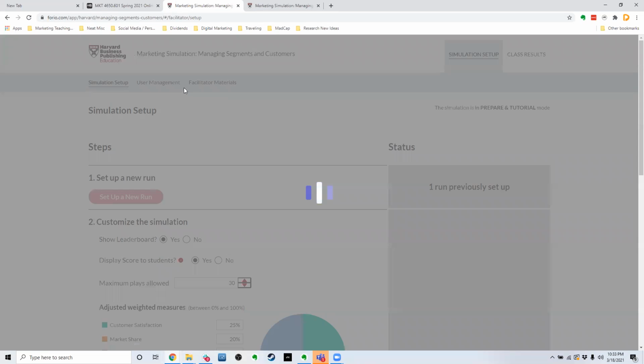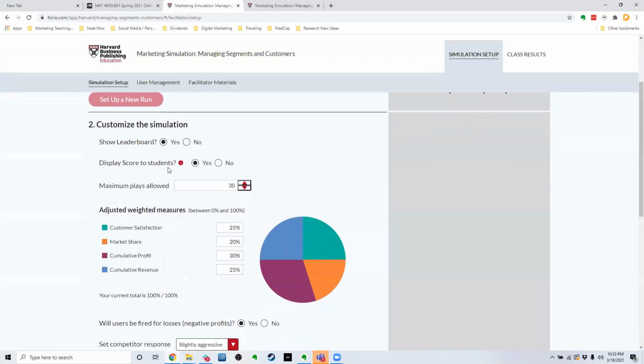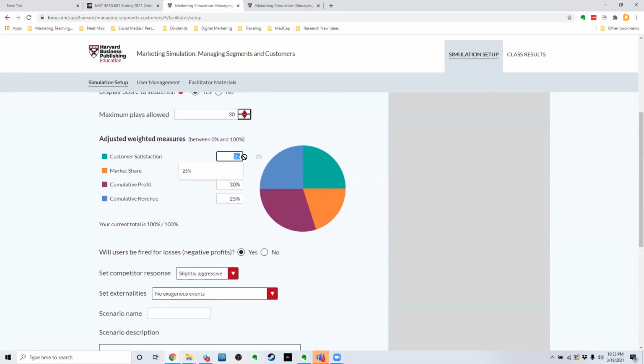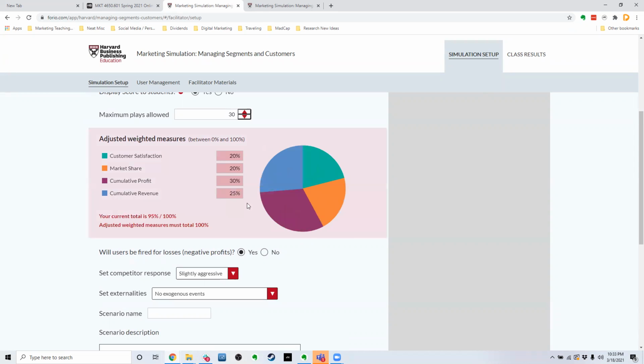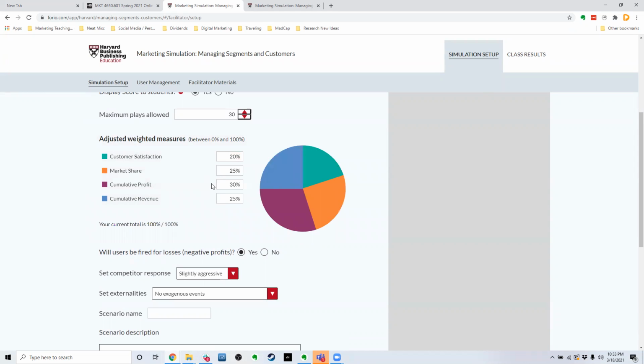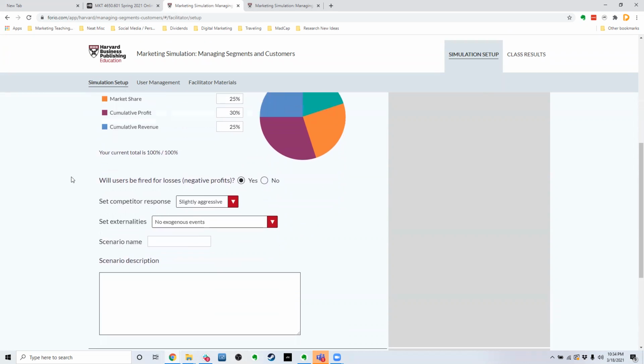A little bit tricky how to go back into this. So you can see here right now I've got it set at 25% of your grade on satisfaction, 20% on market share, 30% on profit, and revenue is 25. So I'm going to drop customer satisfaction to 20, and I'm going to raise market share up to 25. So more on market share, profit, and revenue, a little bit less on customer satisfaction.